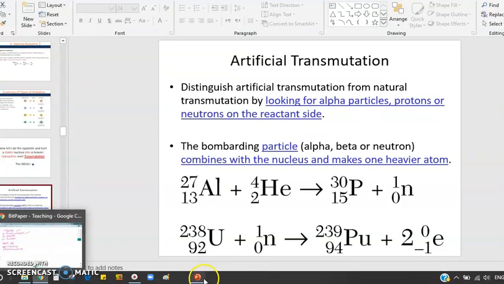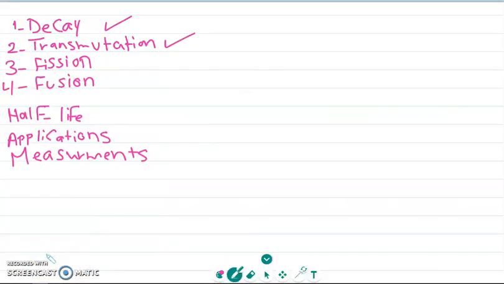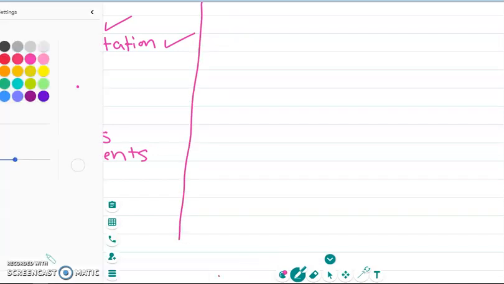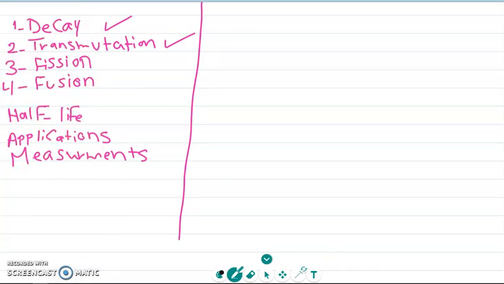This one here: aluminum 27, 13, aluminum, and it was hit by helium, which the symbol has to be known, and we're looking for what the products are.